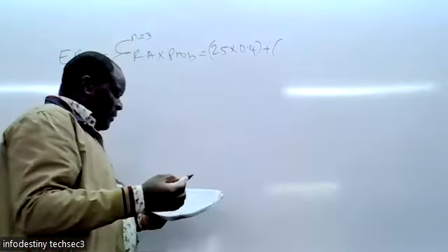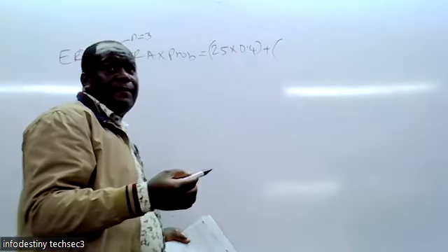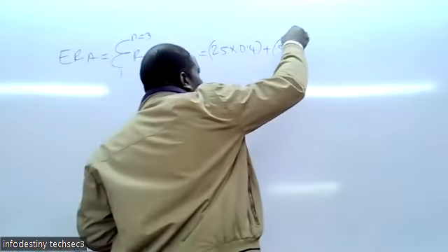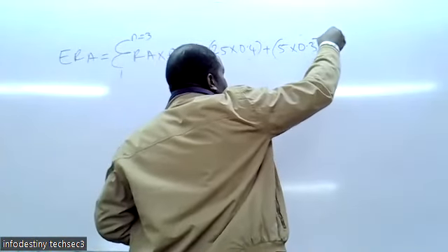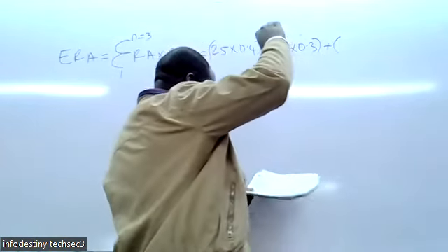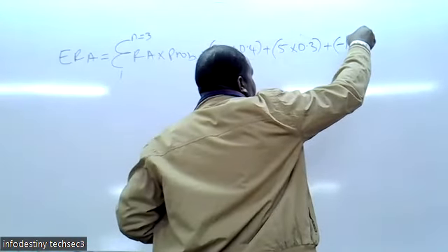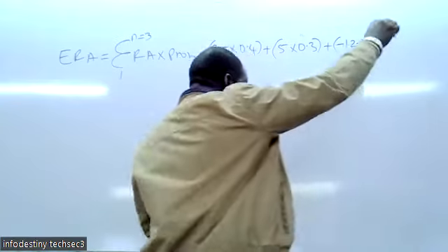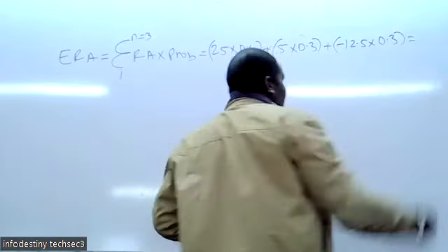Then fair, you got 20% for M. It is 5% multiplied by 0.3. The last one is negative 12.5. You also multiply by 0.3.